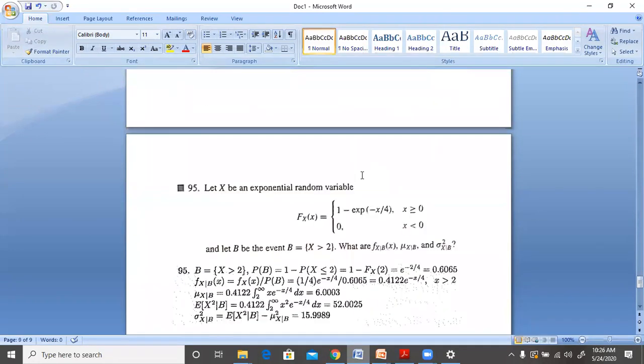Now let us see the next example. Let x be an exponential random variable, which is given by this. Please remember that what we are writing here is the CDF, right? And let B be the event x greater than 2. What are the conditioned PDF, the conditioned mean, and the conditioned variance? Now this is a continuous case, and it is not uniform, it is rather exponential.